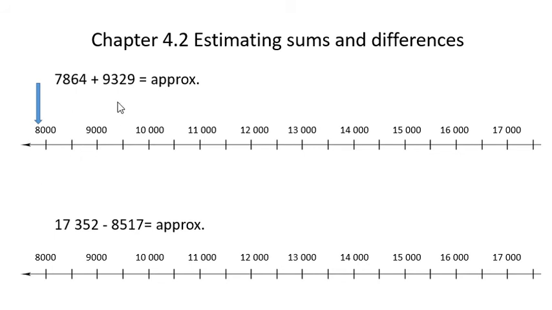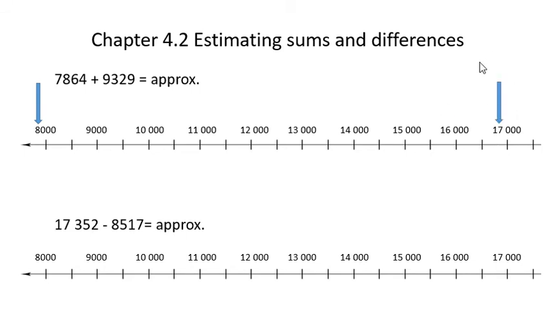I have to add 9,329. So I'm going to start just before the 8,000 and add 9,000 to this. I'm going to count by 1,000s and we'll see where we end up. So 1, 2, 3, 4, 5, 6, 7, 8, 9. So I'm going to put an arrow right here just before the 17,000 mark.